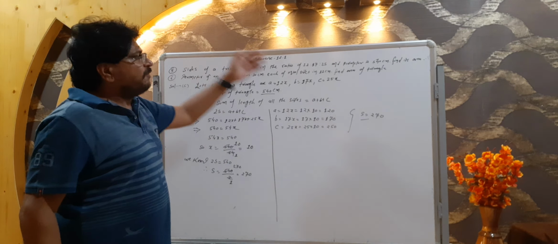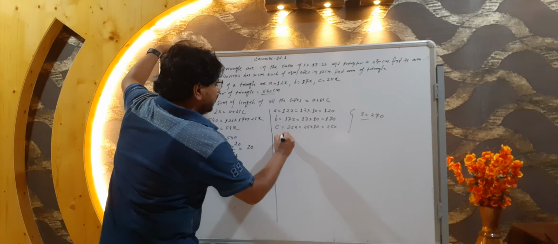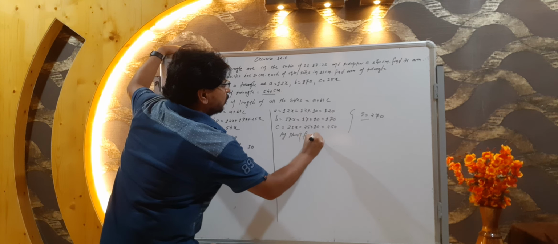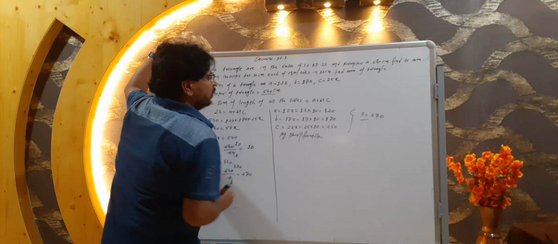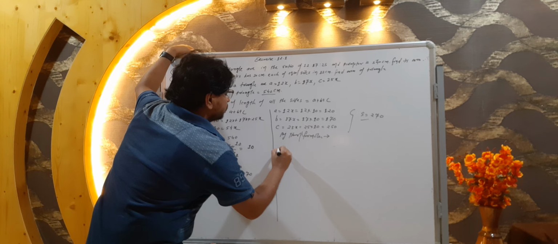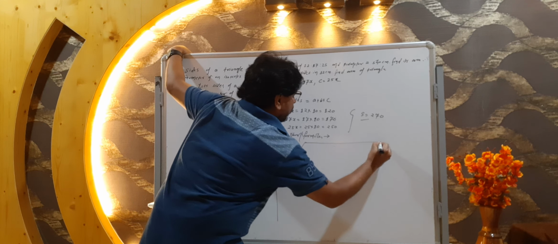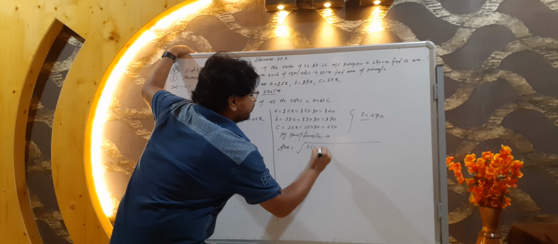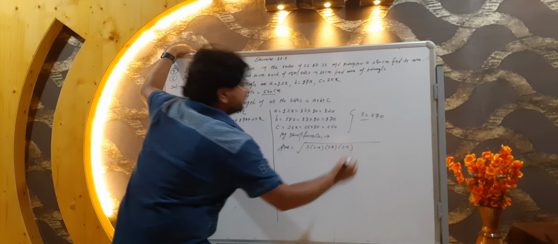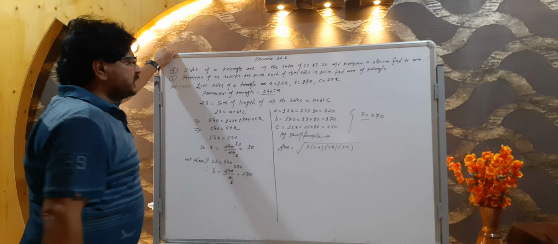Now we can find out its area. Yes, simply we can find out. Now we will use Heron's formula. What you would write? By Heron's formula. What is Heron's formula? Area is equal to the square root of s minus a, s minus b, s minus c.